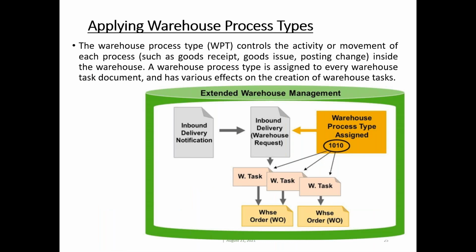Then we have the warehouse process type. This is equivalent to a movement type in the ERP system. For example, you have the 101 movement for the inbound delivery, and similarly you have a 1010 WPT for the inbound delivery in EWM. So there is no separate movement type concept in EWM. It will be warehouse process types.